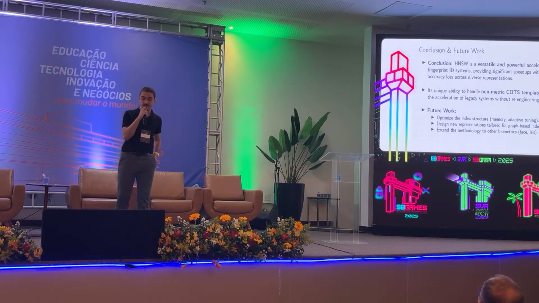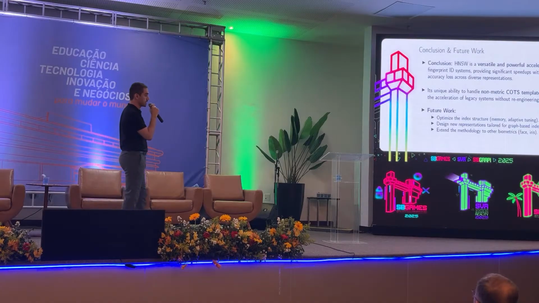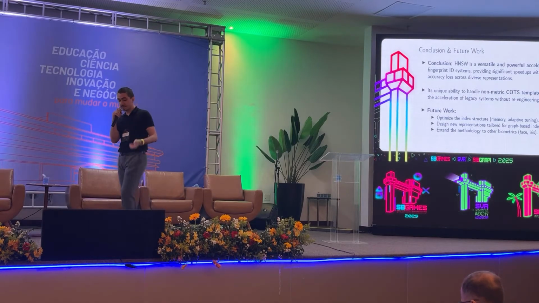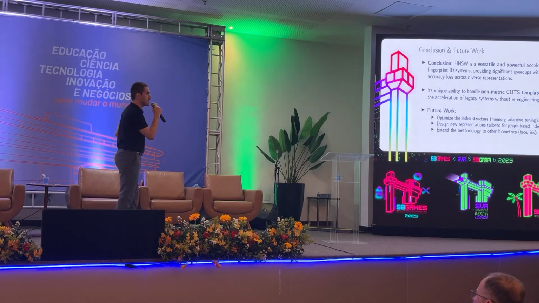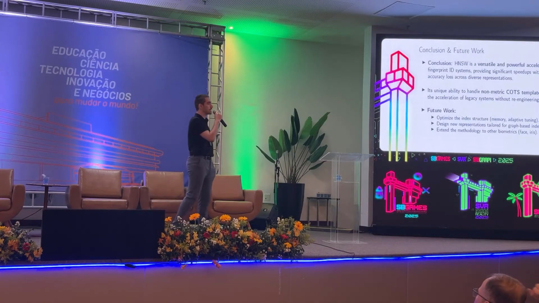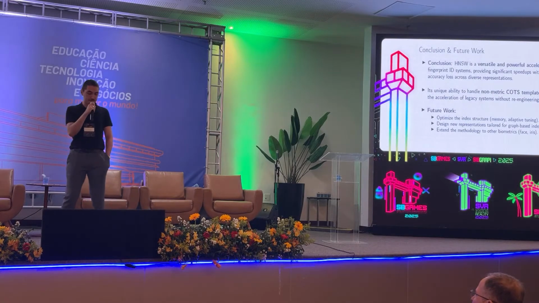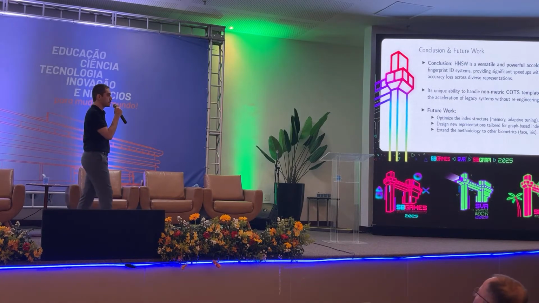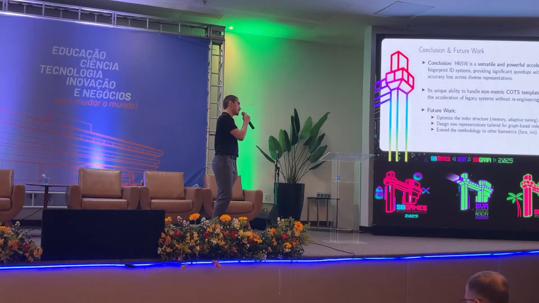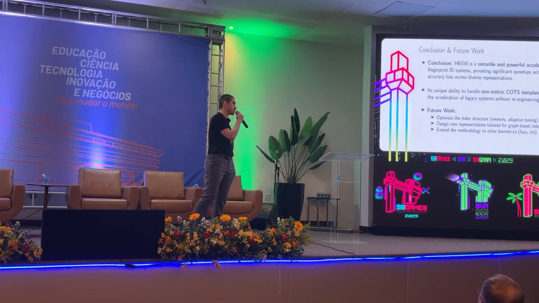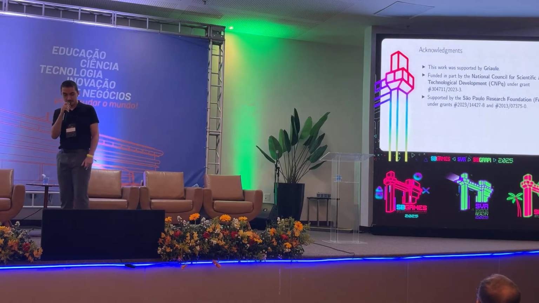So, conclusion: HNSW is a versatile and powerful accelerator for fingerprint identification systems. We can gain a lot of speed without needing to re-engineer the whole system. It has a unique ability to handle non-metric commercial off-the-shelf systems that we can use as a black box. And in future work, we may optimize the index structure, with automatically adapted tuning of the parameters, design new representations tailored for this indexing, and extend the methodology to other biometrics like face and iris. And these are the acknowledgements. Thank you.